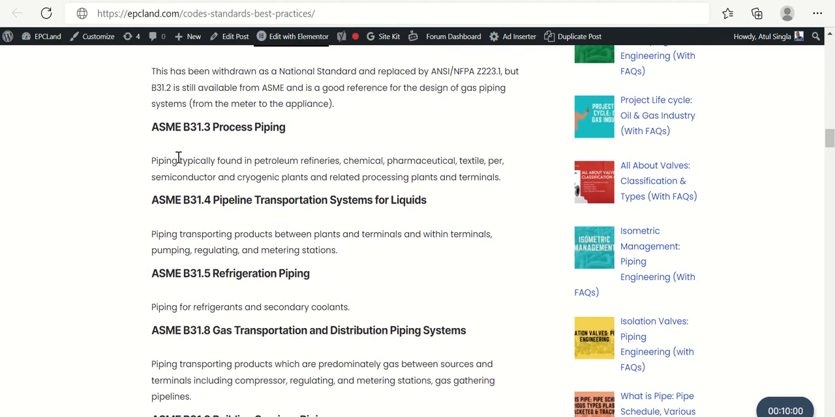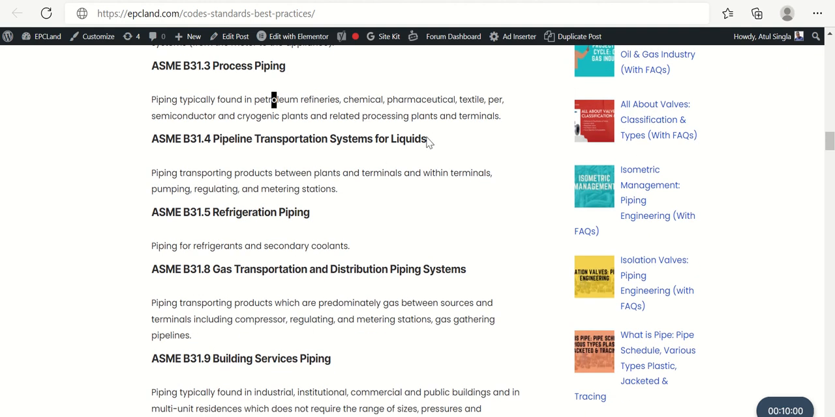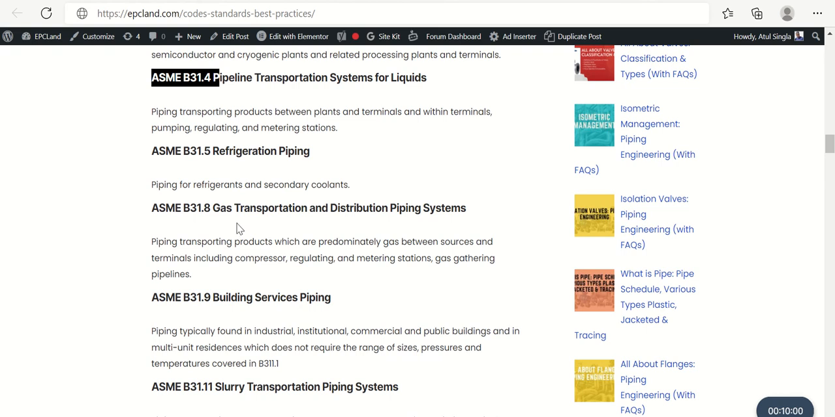Then process piping for all the petrochemical, refineries, chemical, pharmaceutical, textile, right? All these process segments will be designed based on ASME B31.3. This is for process piping. Then pipeline transportation for liquids, there is B31.4. Piping transporting products between plants and terminals. Okay, so this is used for transporting the products between plants and terminals.